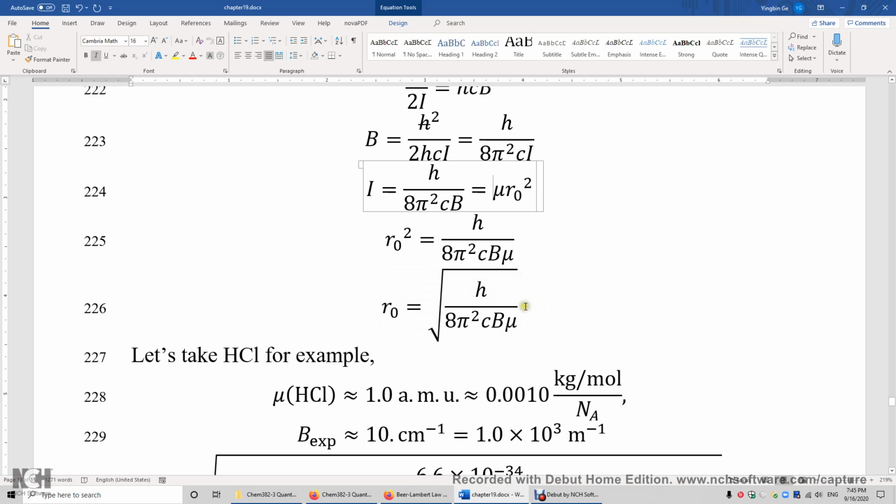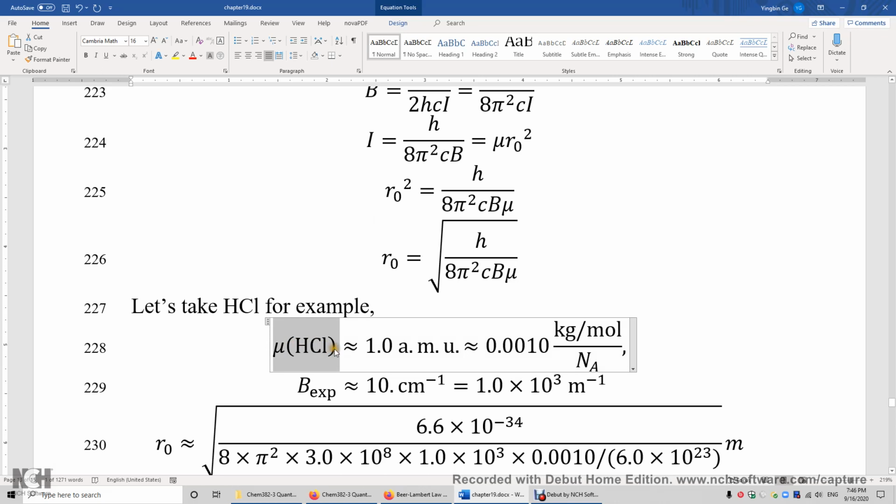All you need to do is plug in the value of the Planck constant, speed of light, and rotational constant. You get this from the high resolution infrared spectrum. You can pick the R branch, you can pick the P branch. Just measure the difference between two adjacent peaks. That's 2b. So divide that difference by 2, you get b. And mu is the reduced mass.